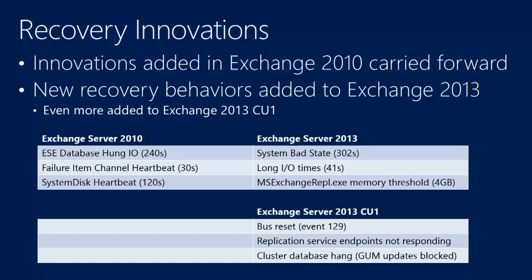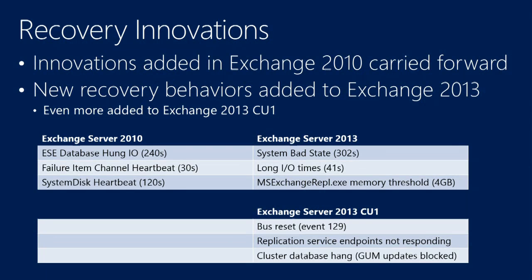Similarly, the failure item channel heartbeat refers to the Crimson channel event log. If we can't read from or write to that log within a 30-second period, that's bad for Exchange. We live and breathe in that Crimson channel area all day. In fact, that's how Active Manager finds out a lot of what it needs to do. ESE will log an event in there. Active Manager will read that event and then take action based on the event information. And if we can't do that, Exchange cannot take care of itself. So that Crimson channel is super important for us. And if we can't use it in a 30-second period, we try to correct that problem, again, by forcibly rebooting the box. So all those behaviors are in Exchange 2010, and we've carried them forward into 2013.